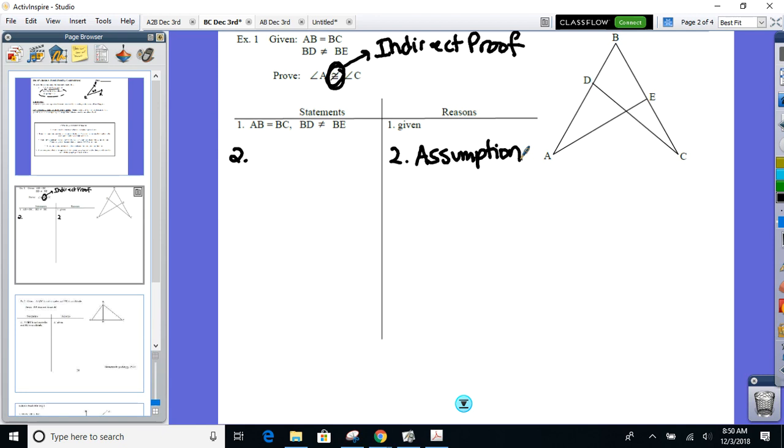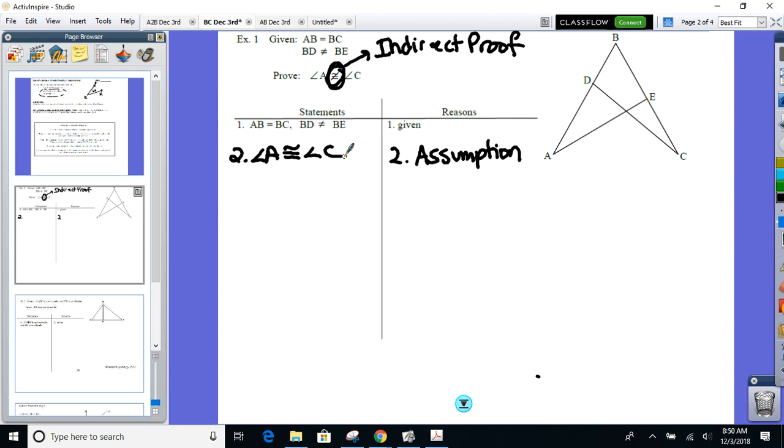And the assumption is going to be the opposite of our proof statement. We are going to assume the opposite of angle A not congruent to angle C. So what would be the opposite of this? Angle A is congruent to angle C. So we are going to assume that angle A is congruent to angle C, and watch where this leads us.